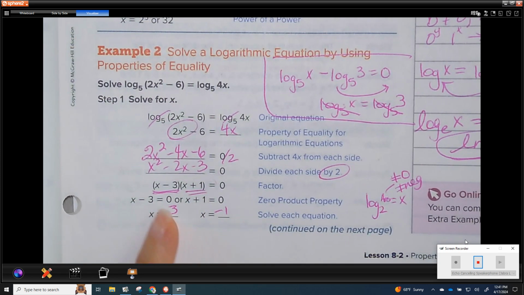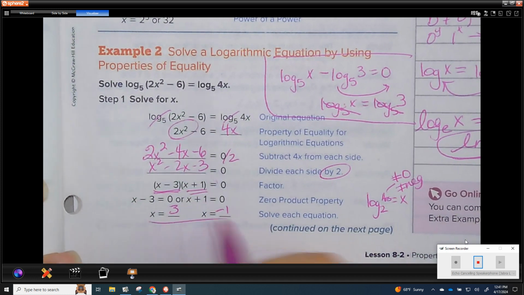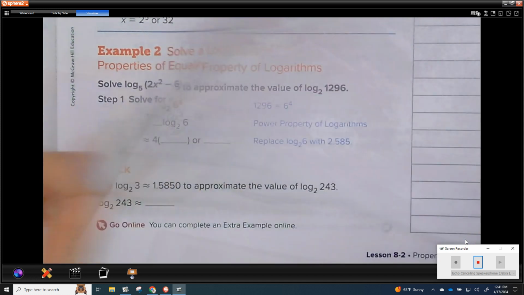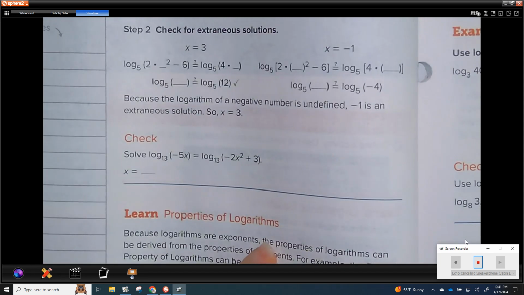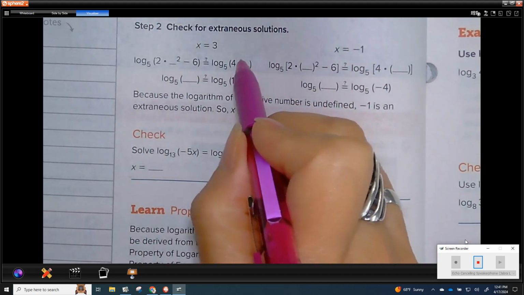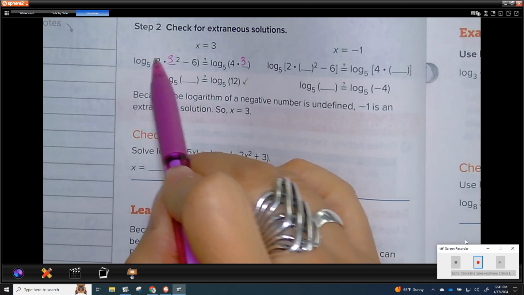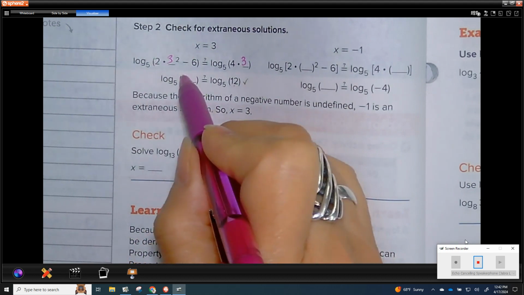Okay, so since it's quadratic and since there are times when it doesn't exist with log, just like exponents, where we have that asymptote that it doesn't cross the y, you have to check your answers. And that's what they do on the next page. So we check for extraneous solutions. Now plug in 3, that's 12. This is 9 times 2 is 18. 18 minus 6 is 12.